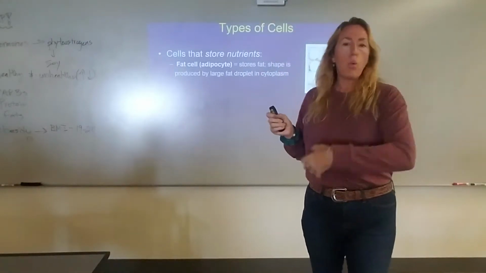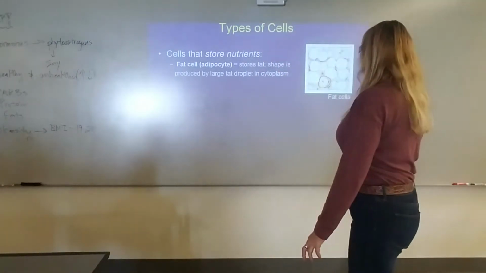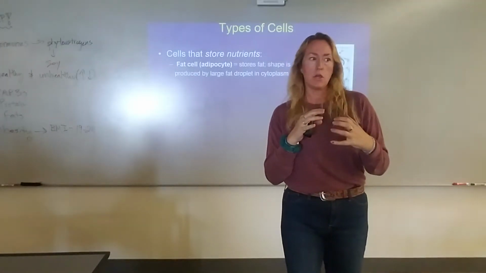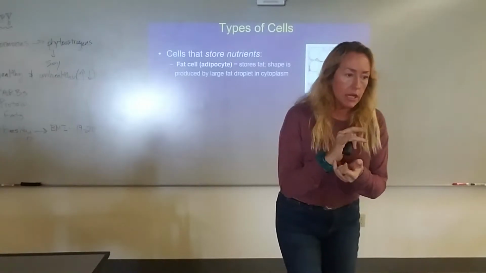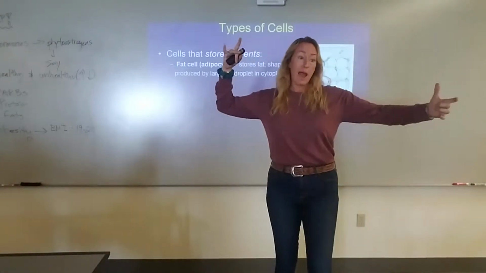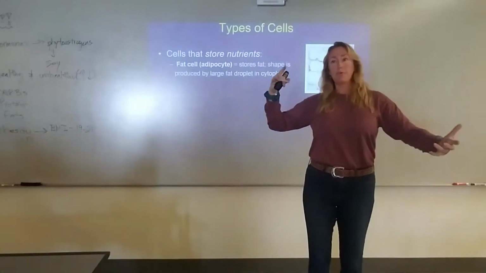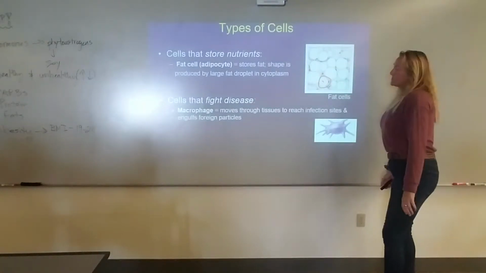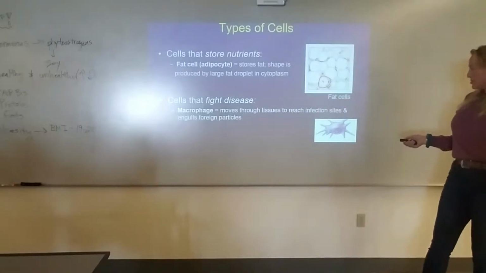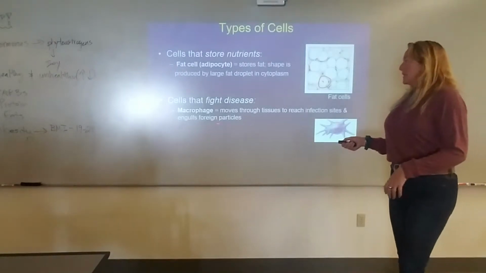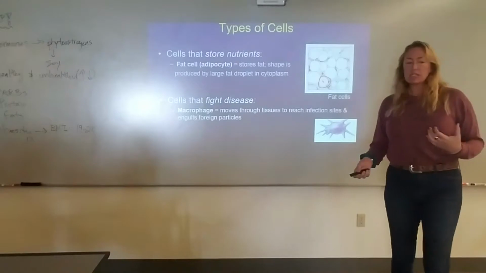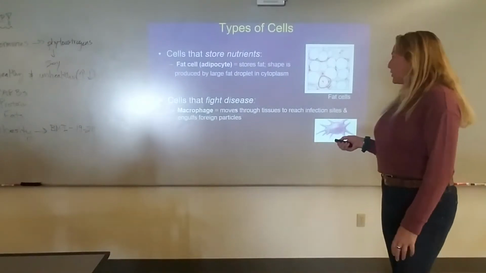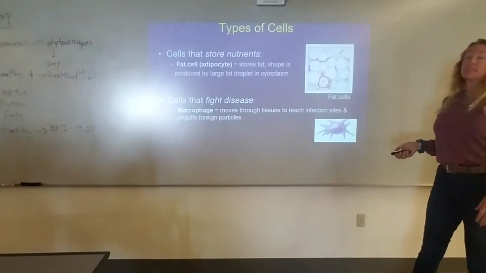So when you gain weight, you're not gaining a whole bunch of new adipocytes. You're actually getting more fat within the adipocytes. So they can get scrawny and scraggly and not very full, or they get really full, packed with triglycerides, ready for fasting or when you need them. We also have cells that fight disease. So macrophages, I should have gotten a real one, this is a cartoon one. They move through tissues to reach infection sites, and they engulf foreign pathogens and microbes and particles and debris and dying cells.